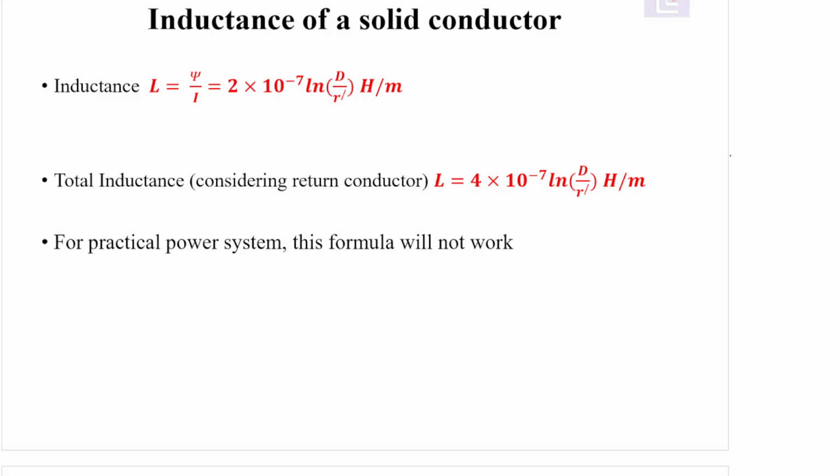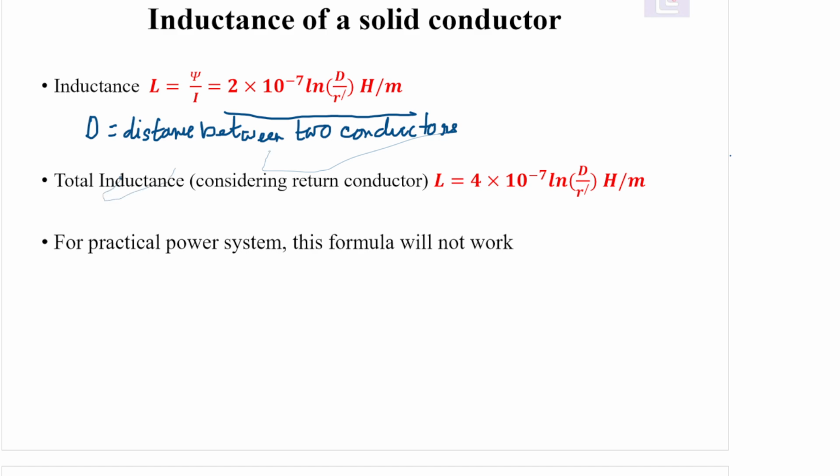We were discussing Power System 1. In the last class, we derived a formula for the inductance of a solid conductor, which is 2 into 10 to the power minus 7 ln d by r dash, where d was the distance between two conductors, and r dash is equal to 0.7788 into r, which is called the geometric mean radius, or in short, GMR.